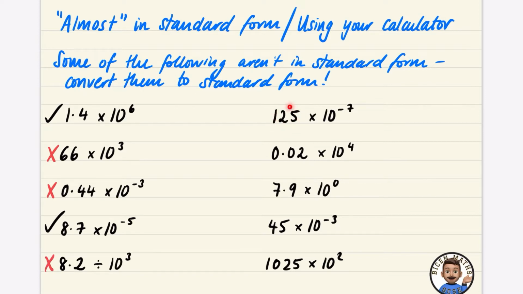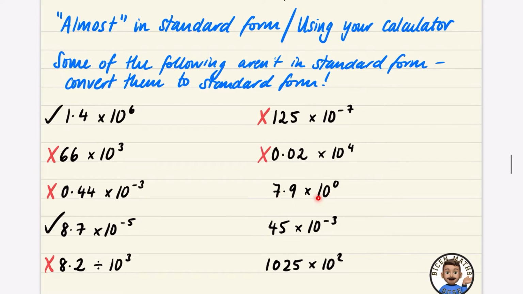This one, not standard form, because the starting number is too big. This one here is not in standard form because the starting number is too small. This one is in standard form. It's okay to have 0 as the power because we know that 10 to the power of 0 is 1, so this one is in standard form. This one, not in standard form because that number is not between 1 and 10, and the same for the last one that we've got there.